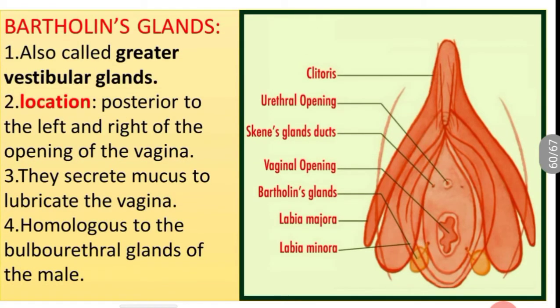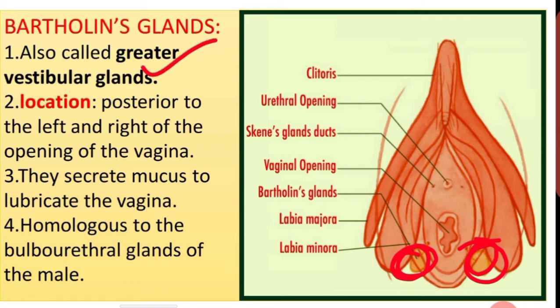See, Bartholin gland. Also in the external genitalia, we are going to discuss two glands, Bartholin gland and Skene's gland. First, Bartholin gland. See the picture, this is the Bartholin gland. This gland is the Bartholin gland, the greater vestibular gland. Bartholin gland is actually a greater vestibular gland. Location: posterior, to the left and right of the opening of the vagina. This is the opening of the vagina. The gland on the left side and right side of the vaginal opening is the Bartholin gland.